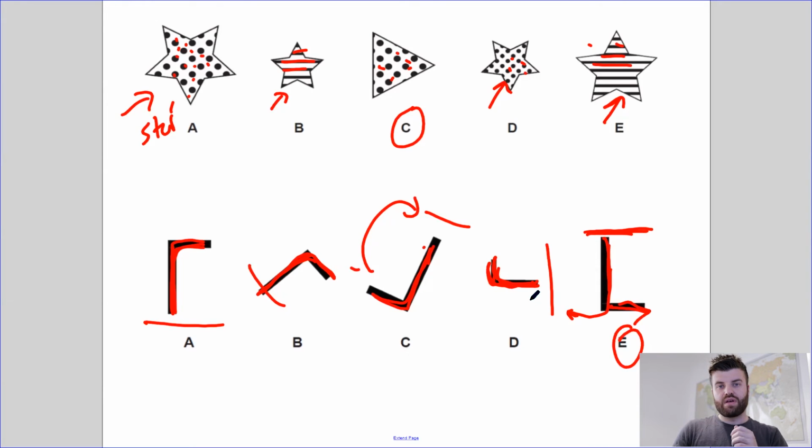E is the odd one out, because it's the one that's been flipped over like a mirror. The rest have just been rotated. A, B, C, and D are all the same shape, rotated. E has been mirrored, so E is the odd one out.